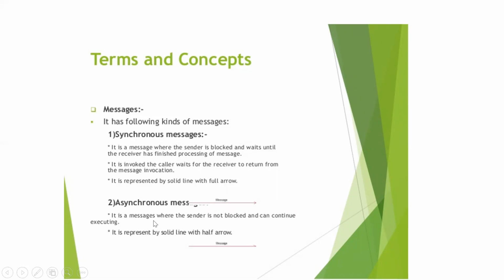Asynchronous message is a message where the sender is not blocked and can continue executing. It can perform some action while the message is passed to another object. It is represented by a solid line with a half arrow. Synchronous message is represented by a solid line with a full arrow.